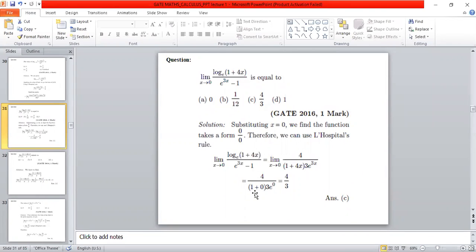So applying as x tends to 0, we get 0 into anything, this will be 0, e raised to 0 is 1, and 3 is there. So 4 by 3 will be the correct answer.